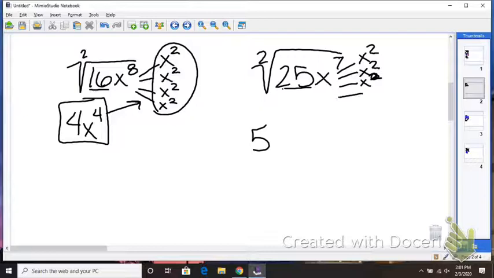And then what do I have left over? An x. So how many x squareds do I have? 3. I have 3 x squareds. These can come out of the house. That's what this 3 represents, how many x squareds I have. But I have something left in the house. What is it? An x. This x right here is not squared, so I can't take it out.